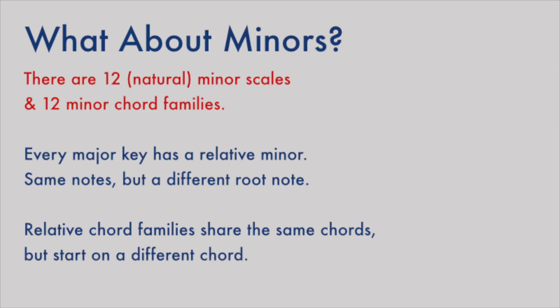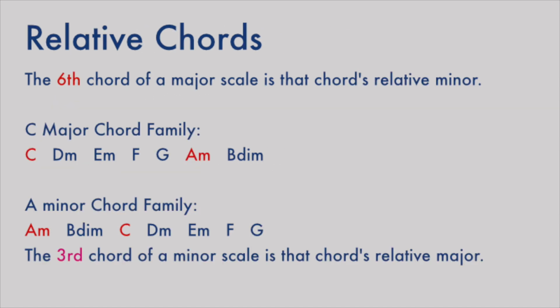Now what about minors? There are 12 natural minor scales and 12 minor chord families. To make it easier, every major key has a relative minor. The relative major and minor share the same notes but start on a different root note. The relative chord families share the same chords but start on a different one. The 6th chord of a major scale is that chord's relative minor. For example, the relative minor of C major is the A minor.